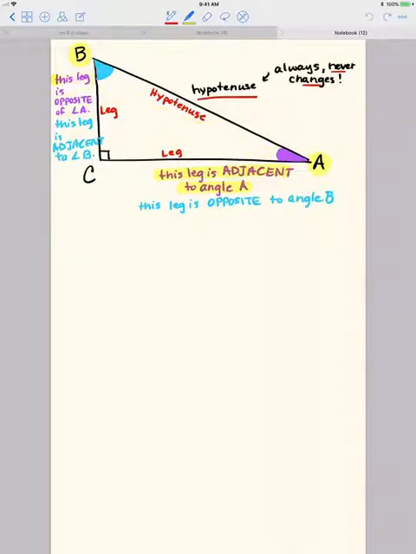If you were to look at angle B, then the leg below it is adjacent to angle B and the other leg is opposite. So the opposite and adjacent relationship is completely dependent upon which angle you're referencing when you go to set up the ratios for the trigonometry.